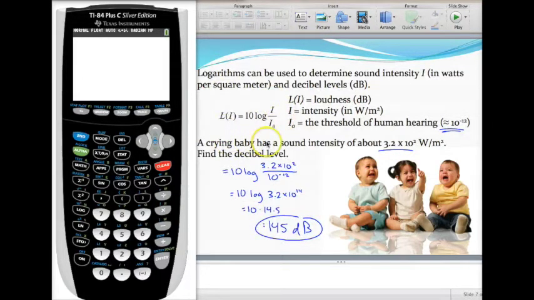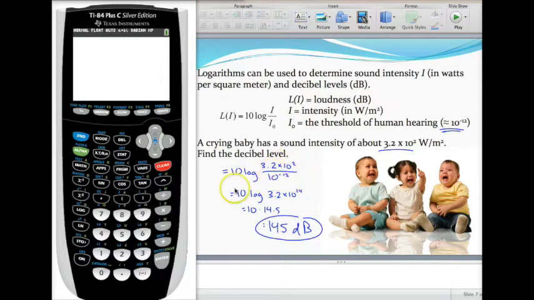So we have a crying baby. Lovely. And we have the sound intensity given to us right here, 3.2 times 10 to the second. This is watts per square meter. Again, don't worry about labels. So here's how I'm going to get this typed in. I've plugged in my sound intensity for I, and then that 10 to the negative 12th is in the bottom of my fraction. You could try to type this in all at once, but you might make a mistake, so I'd recommend it this way.